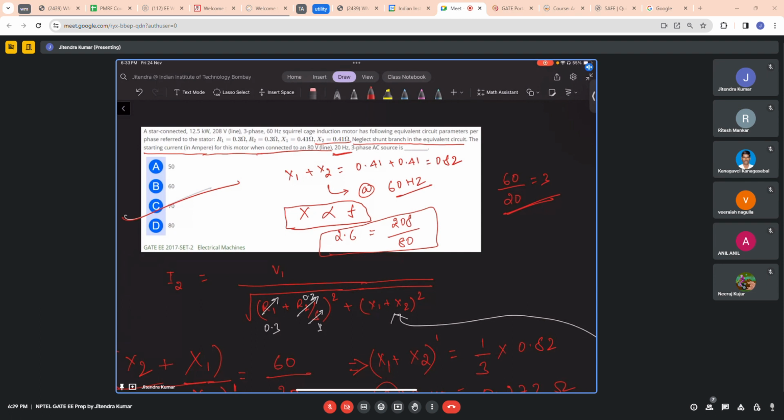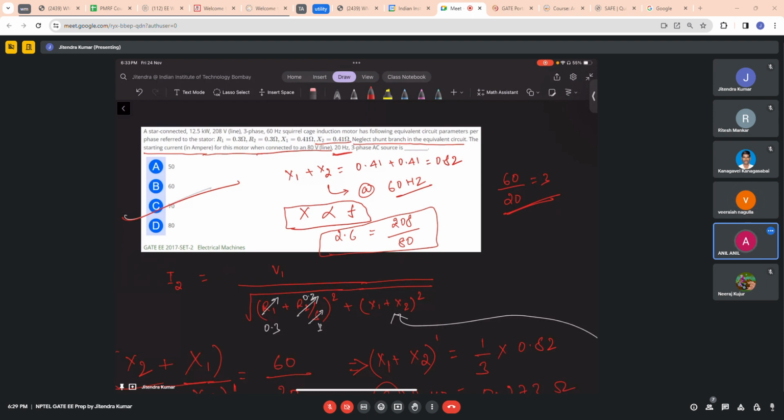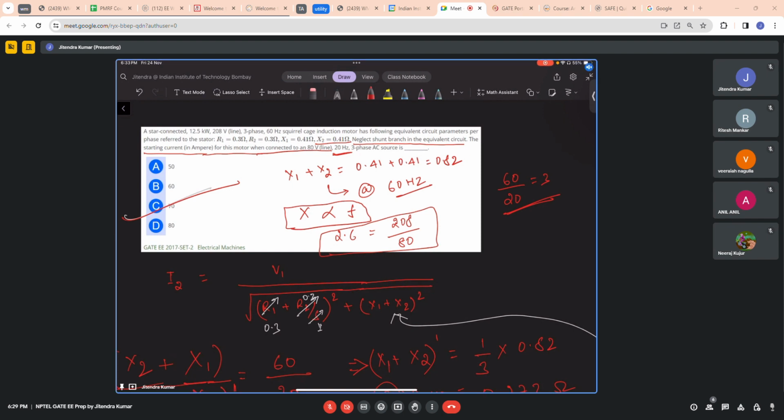Okay. Any doubt in this particular problem? X is directly proportional to frequency from XL equal to j omega L in this expression. Exactly. Okay, sir. Okay, so let me take one more problem.